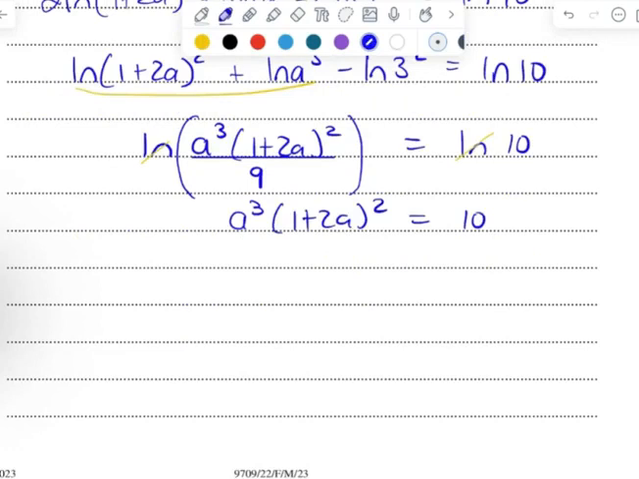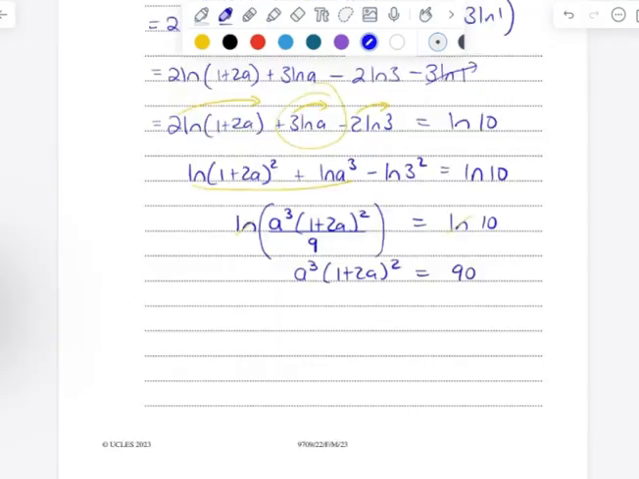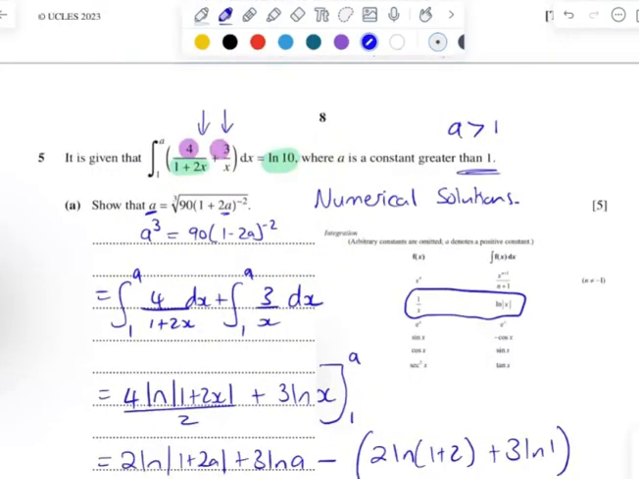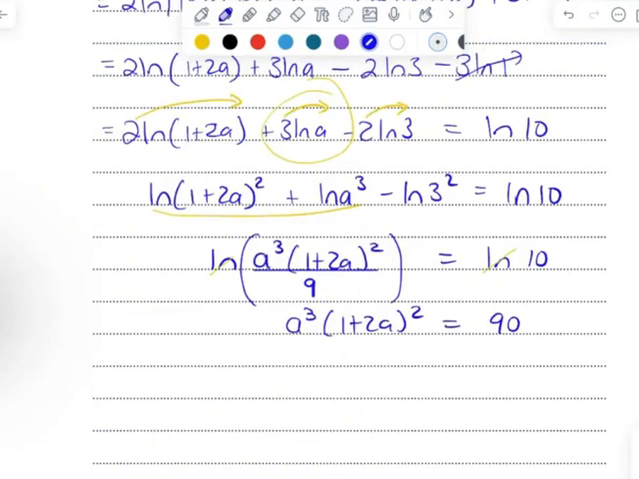Now I'm just going to actually make that 90. So I'm already multiplying my 9 up. Do I want a 90? It doesn't, oh, I do. Okay, so I want a 90. My bracket 1 plus 2a is also looking good.